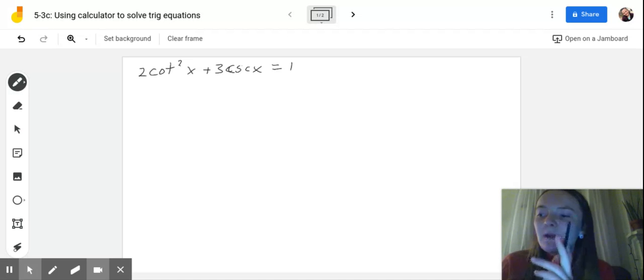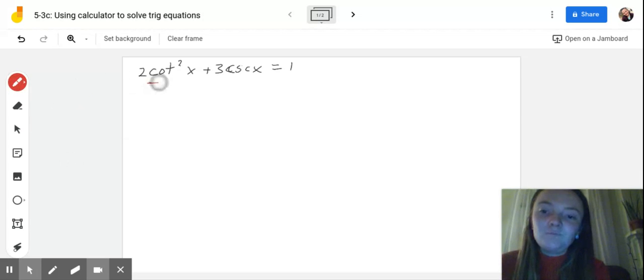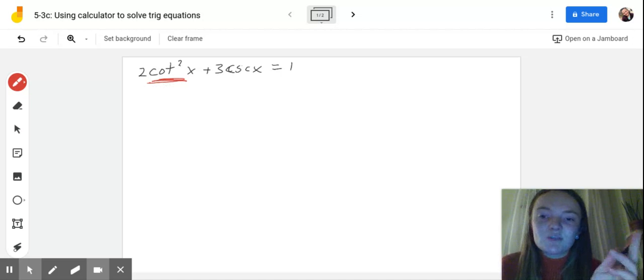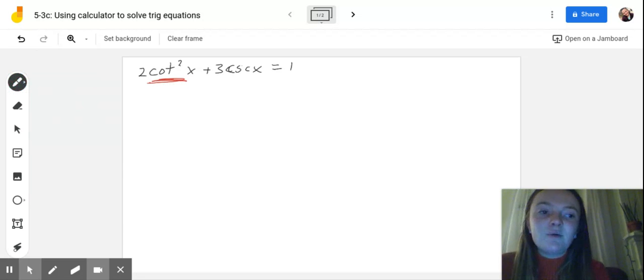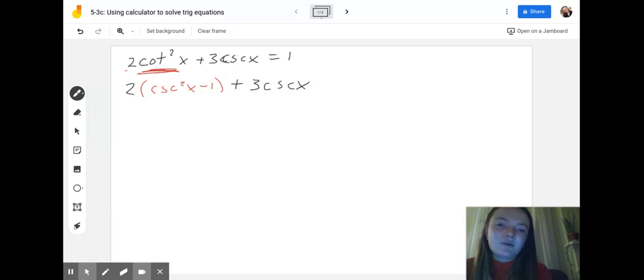The first thing that I might want to do here is get everything in terms of one variable. Well, cotangent squared x is the same thing as cosecant squared x minus 1. That's a Pythagorean identity. So I'm going to rewrite this. This is going to be 2 times cosecant squared x minus 1, and then plus whatever's left, plus 3 cosecant x. And I'm also going to move the 1 over, so it becomes minus 1.